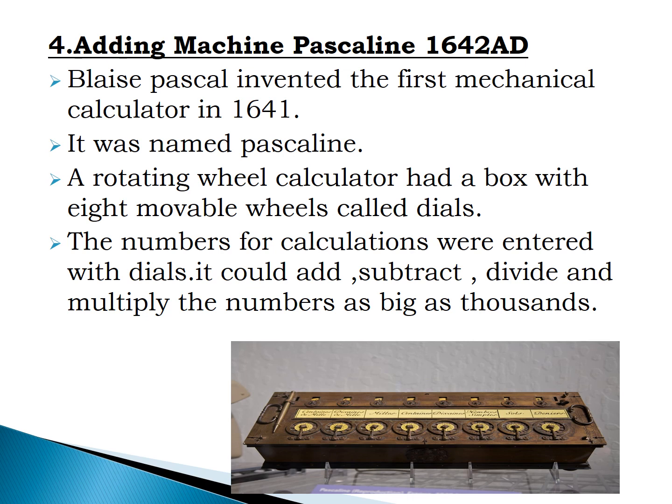It had a box with 8 movable wheels called dials. The numbers for calculating were entered with the dials. It could add, subtract, divide, and multiply numbers as big as thousands.